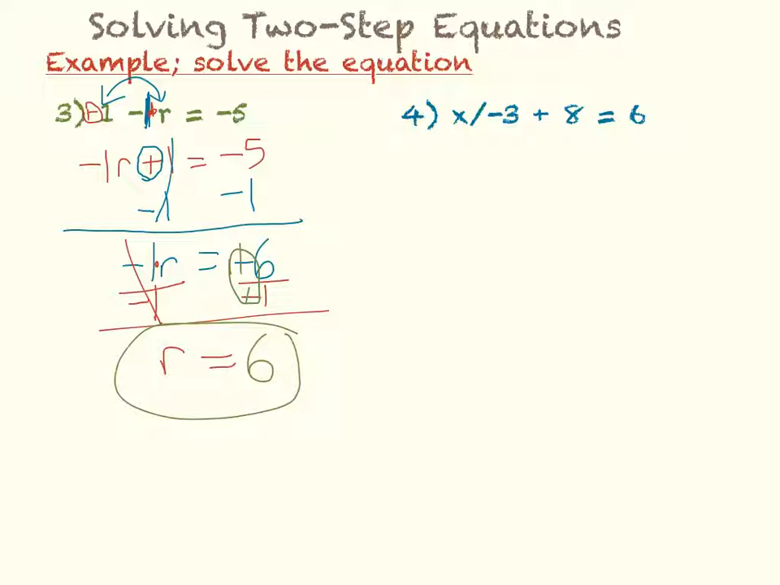And the next one, I'm going to start by rewriting it so I can see it a little bit better. X divided by negative 3 plus 8 equals 6.